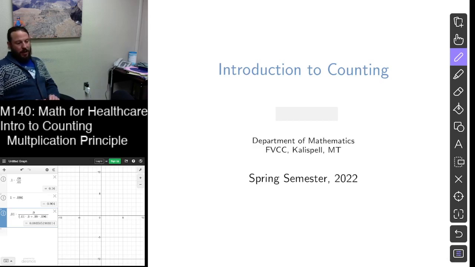And when I say counting, I mean counting the arrangements of things. For instance, if I'm tossing a coin 10 times, what's the size of my sample space? And if I wanted to find the probability of getting two heads when tossing a coin 10 times, I'm going to have to count the number of ways to get two heads. So we're really going to use this in order to be able to find probabilities and understand probabilities.